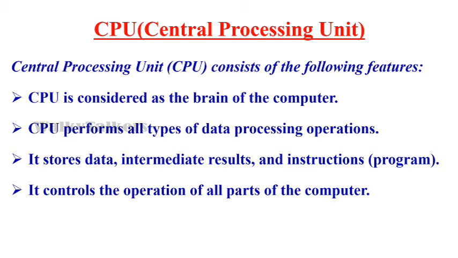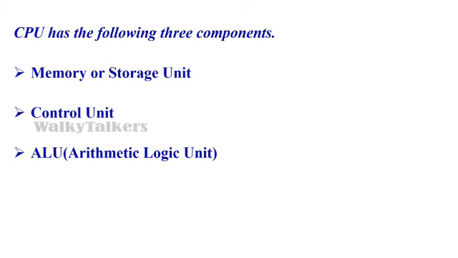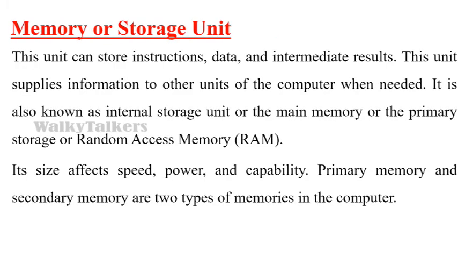CPU has three major components, which are memory or storage unit, control unit, and the ALU, which is arithmetic logic unit. The first one is memory or storage unit. This unit can store instructions, data, intermediate results. This unit supplies information to other units of the computer where needed. It is also known as the internal storage unit or the main memory or the primary storage or random access memory, that is RAM. Its size affects speed, power, compatibility.